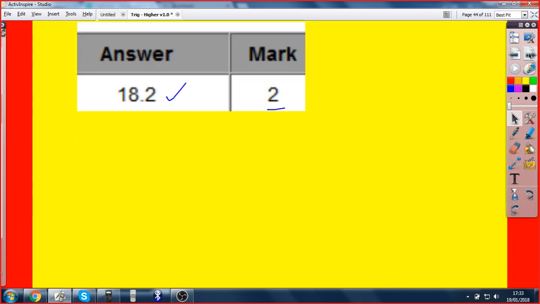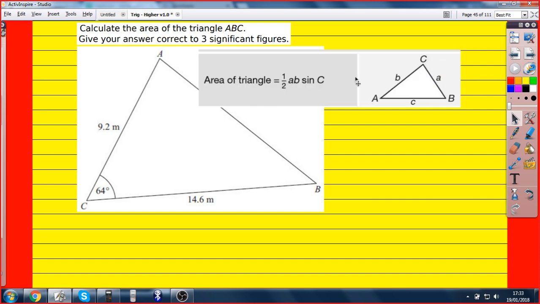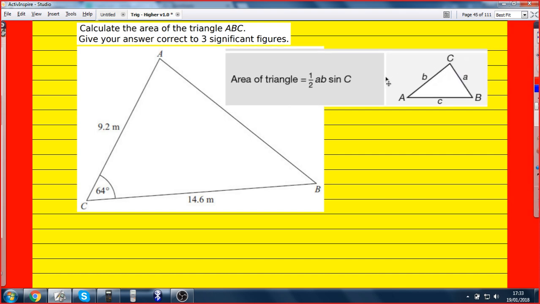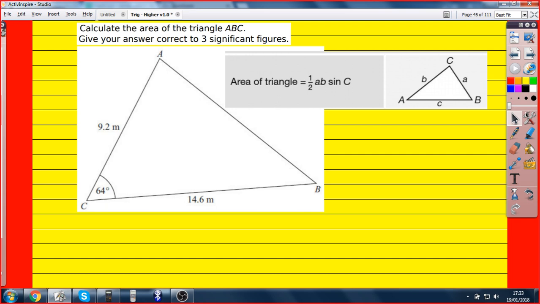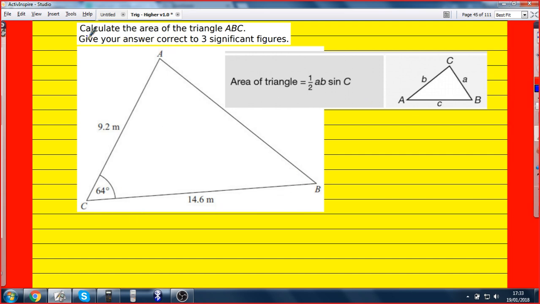No. Okay. So, same idea. Try this one. And they give you this formula. You just have to know how to use it. Same with the area of this triangle.